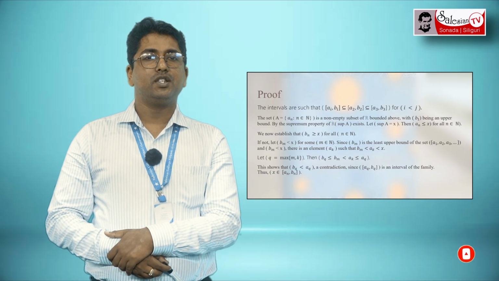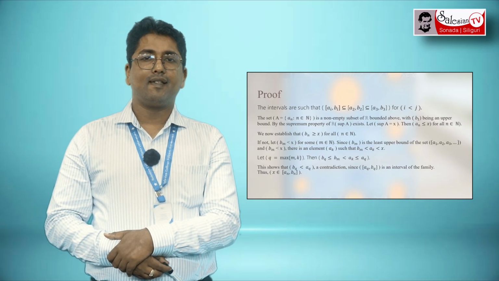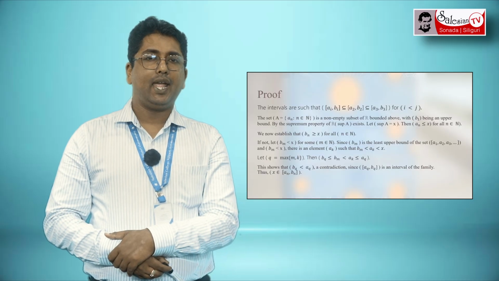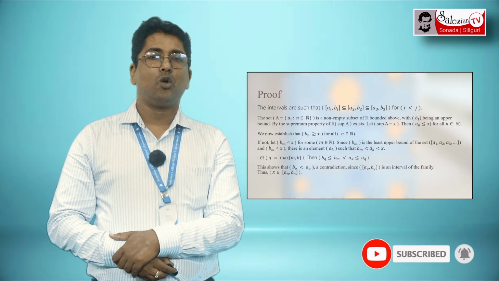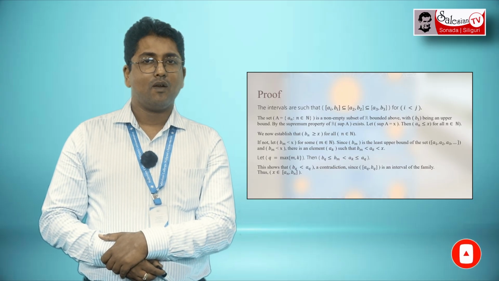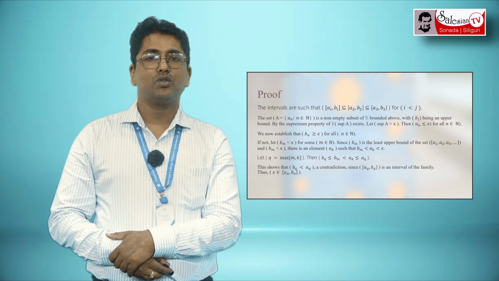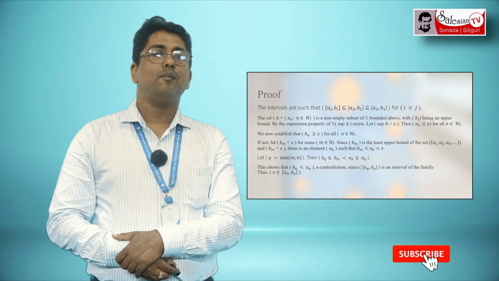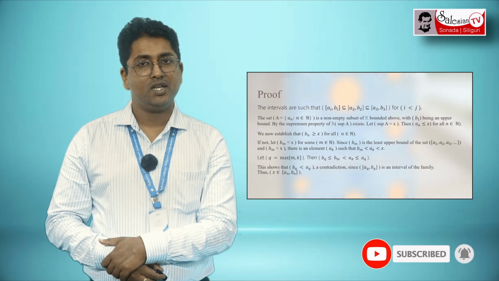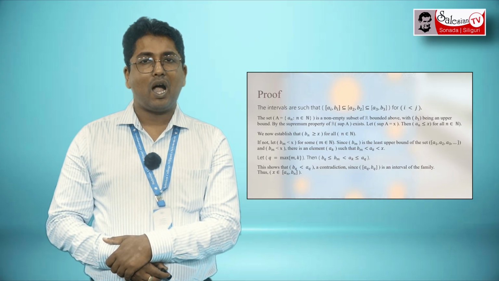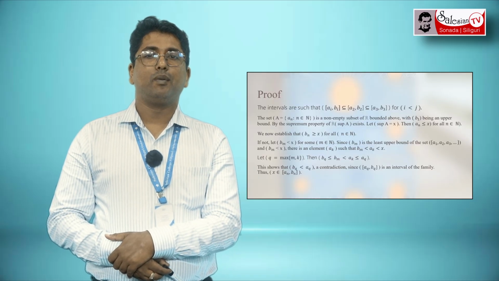Now if we merge these two, we can say an ≤ x and x ≤ bn for all n belonging to natural numbers, which means x belongs to the closed interval [an, bn] for all n belonging to natural numbers, which means x belongs to the intersection of [an, bn]. The range of the intersection will be from n equal to 1 to infinity. This proves the first part of the theorem. Now let's move on to the second part of the theorem.